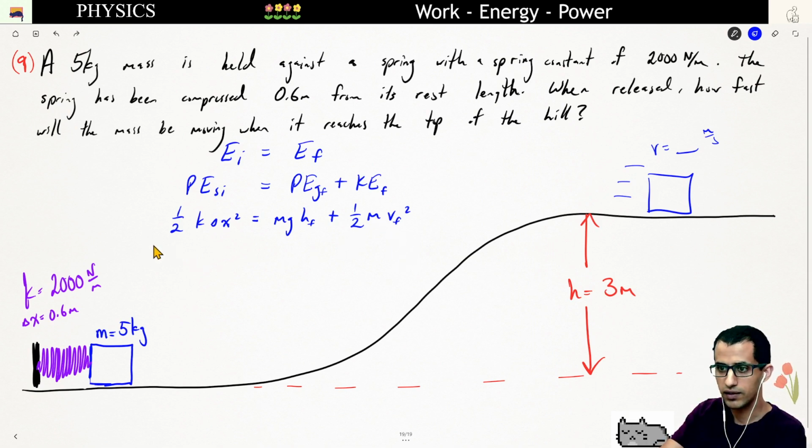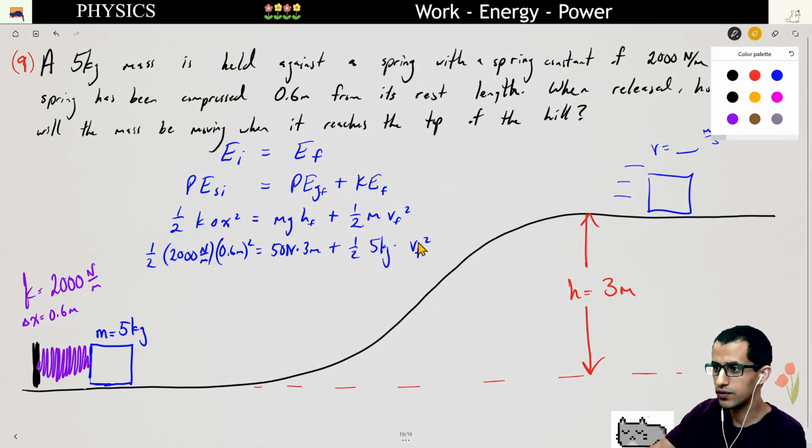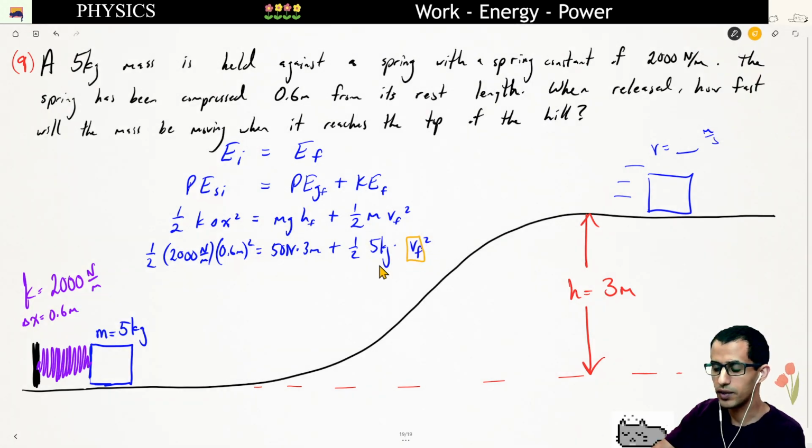So we can plug in the values as 1/2 times 2,000 newtons per meter. The compression is 0.6 meters squared. The weight of the block is 15 newtons times, it's going to be 3 meters above the ground, plus 1/2. It's a 5 kilogram block. And then we have Vf squared. So let's highlight our only unknown variable right here. That's what we're going to solve for.